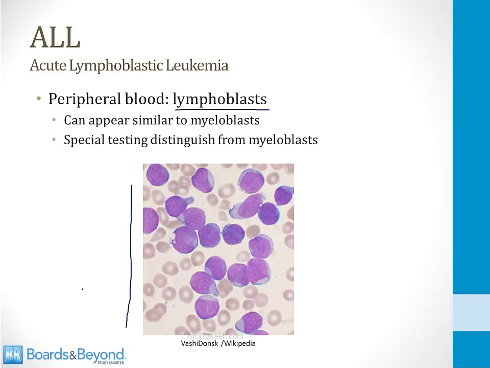This is the picture of a blood smear showing the presence of lymphoblasts. You can see that they are large cells with a large nucleus, and they can look similar to myeloblasts, and it's important to tell the two apart in order to determine therapy. So there's special testing that's done to distinguish lymphoblasts from myeloblasts when diagnosing a leukemia.